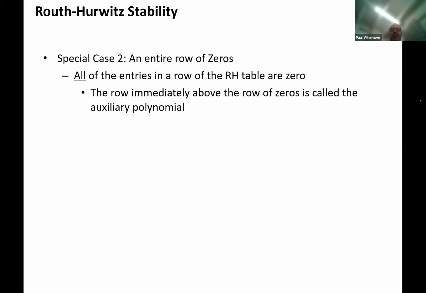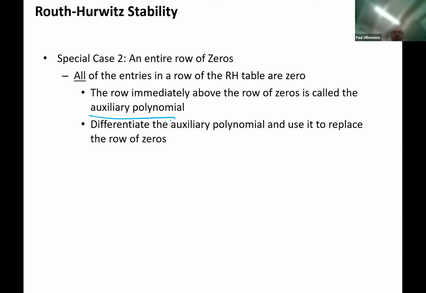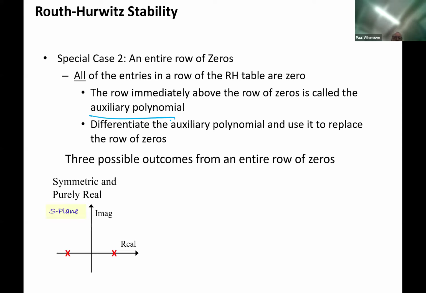So the way that we do that is we're going to use the row just above the row of zeros to get our coefficients. That row just above is called the auxiliary polynomial, and it's going to be really helpful to us, and we'll see why in a minute. We take that auxiliary polynomial, take the derivative of it with respect to s, and that gives us our coefficients for our row of zeros.